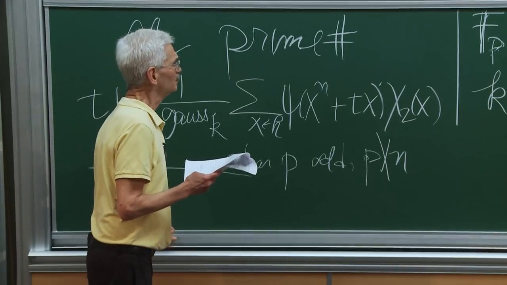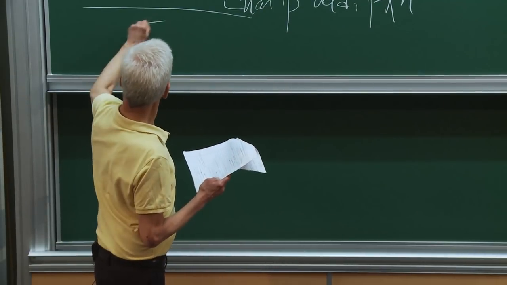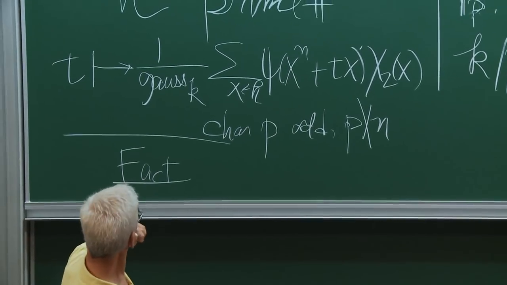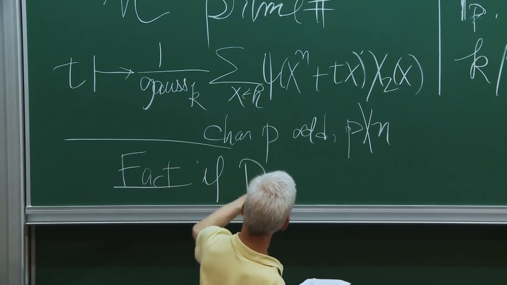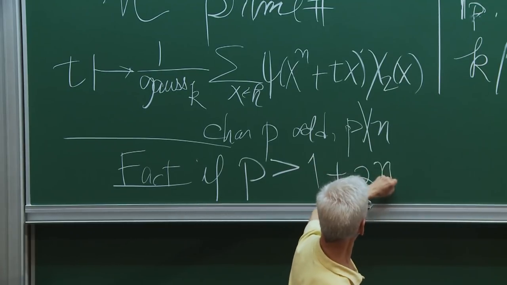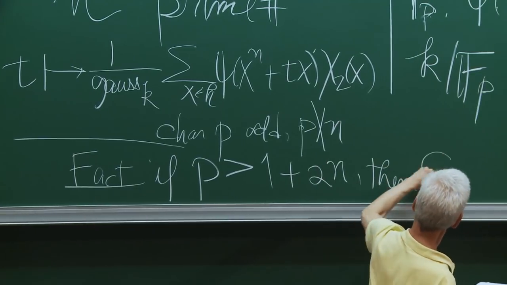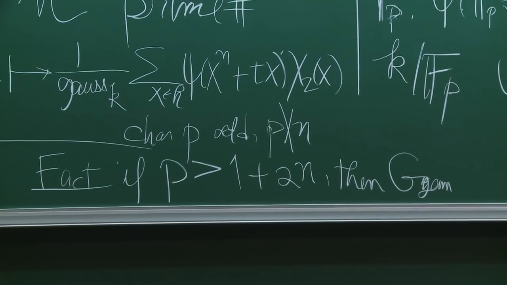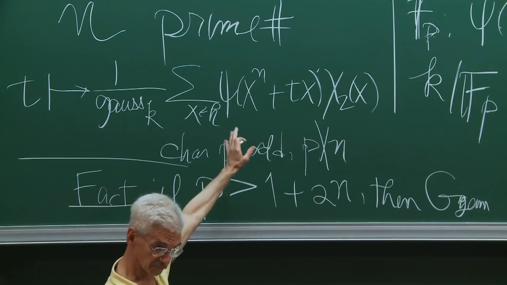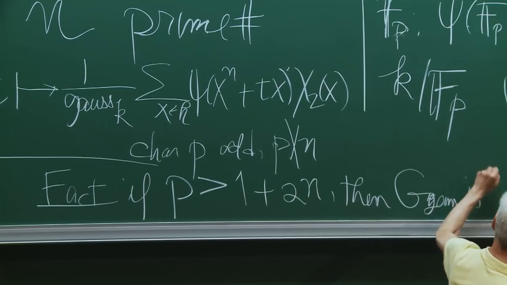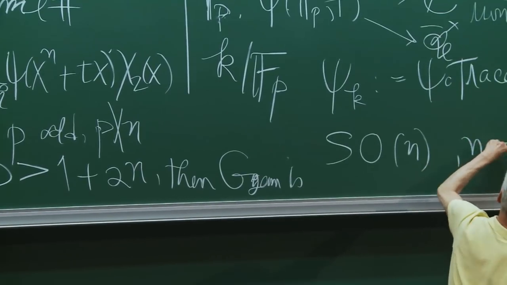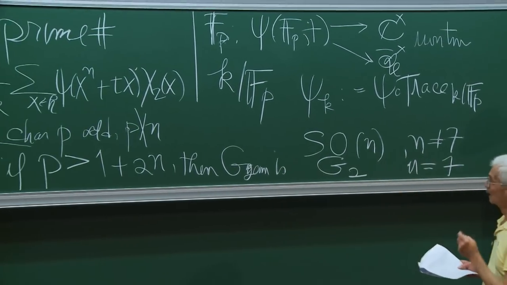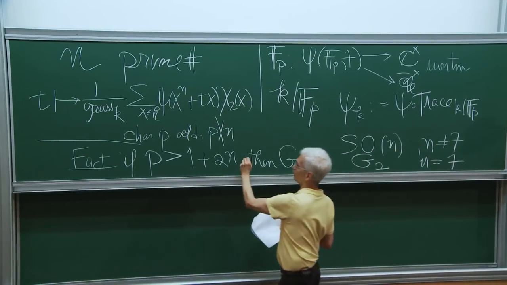Okay. And what's nice about this example. So here, the rank of this local system is the n here, which is prime. And the fact is that if the characteristic p is strictly bigger than 1 plus twice n, then the group, so-called G-geometric, the monodromy group associated to this, the group traces of random elements of which are these sums, this group is usually SO_n if n is not 7, and it's in fact the exceptional group G2 if n is 7. And so I'll explain in a minute where this comes from.